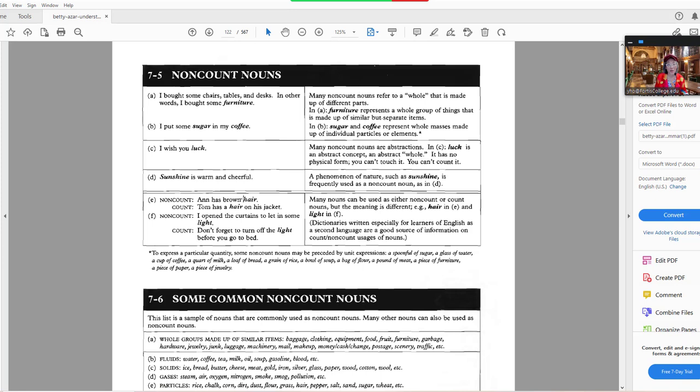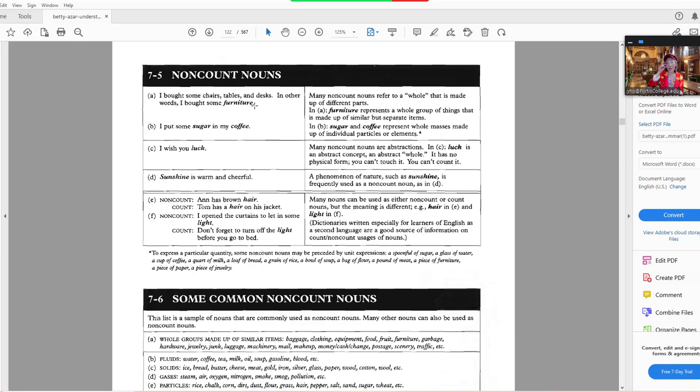So here's some more examples of nouns that cannot be made plural. I bought some. So first here you have some countable nouns. So count nouns are countable nouns. Nouns that you can count. 1, 2, 3, 4, 5. Many chairs, many tables, many desks. But I bought some furniture. You can't say I bought one furniture, two furnitures. However, you can say I bought one piece of furniture, two pieces of furniture, because the word pieces is countable.